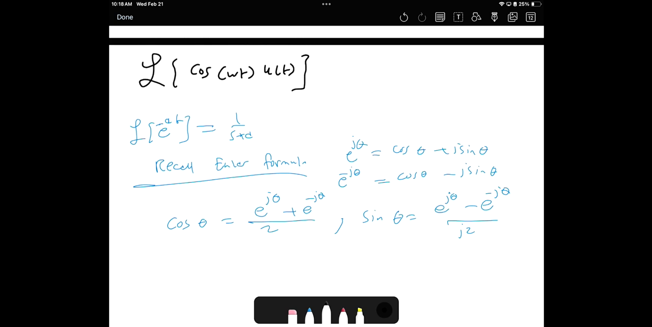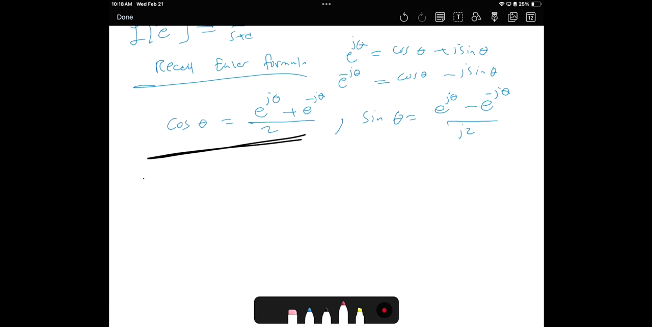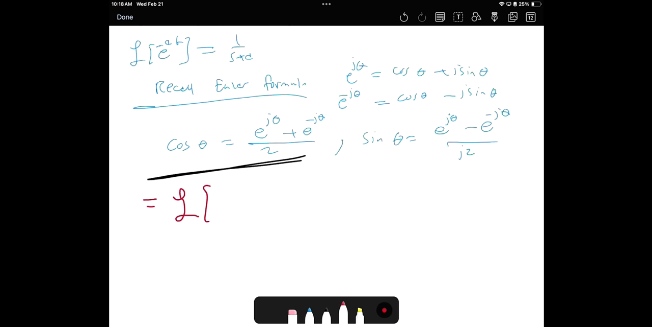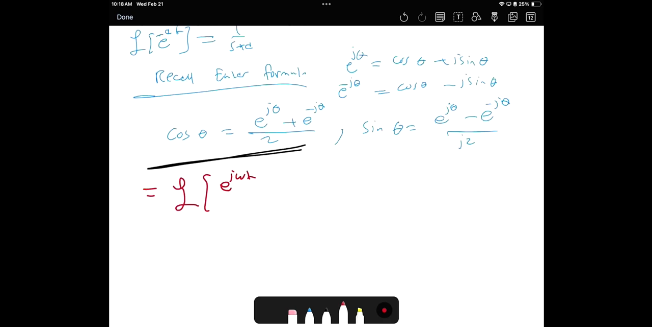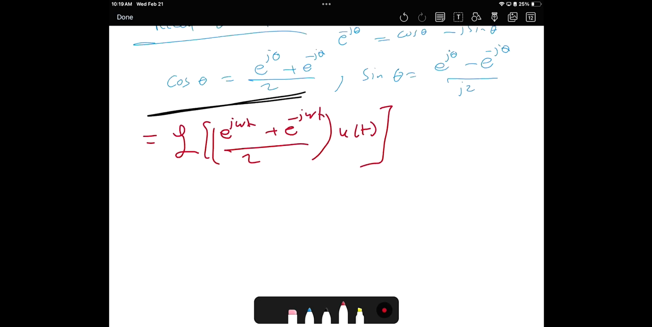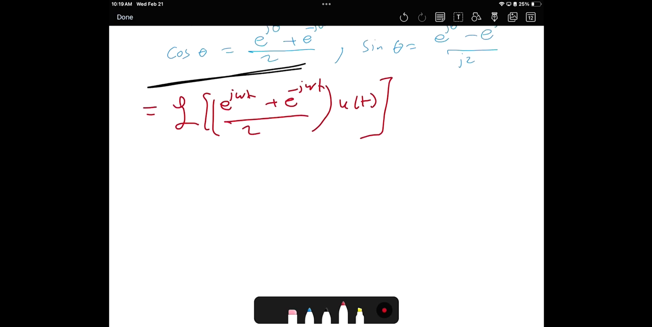Now theta here equals omega t, so we will use this formula but make it omega t. So it will be the Laplace transformation of cosine, which is e power j omega t plus e power negative j omega t, divided by 2, then u of t. Okay? How to find this Laplace transformation? I encourage you to try. We have a multiplication and addition, so let's multiply u of t with both e power j omega t and e power negative j omega t.